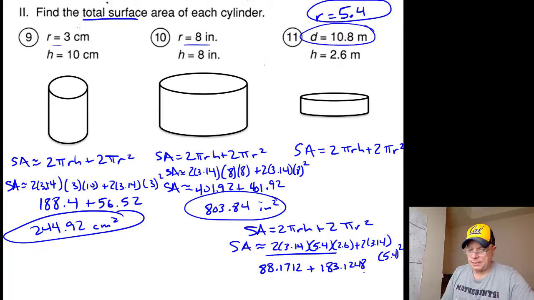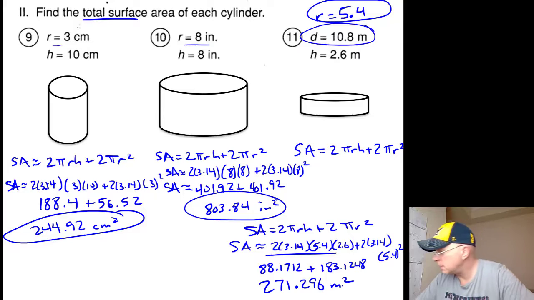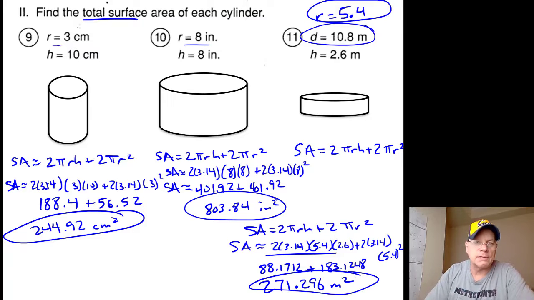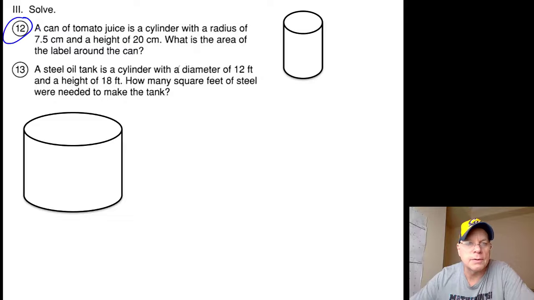which when I add it to that lateral area, 88.1712, I get 271.296 meters squared, which is what we're supposed to get. I feel like I've recovered from my previous blunder. I think this one was done on the video, but just to be on the safe side.